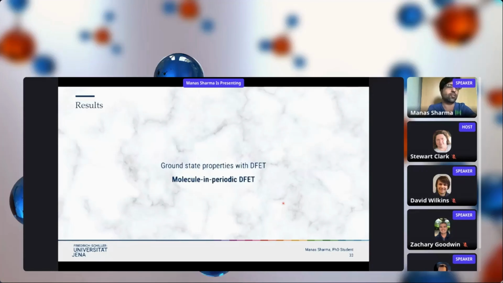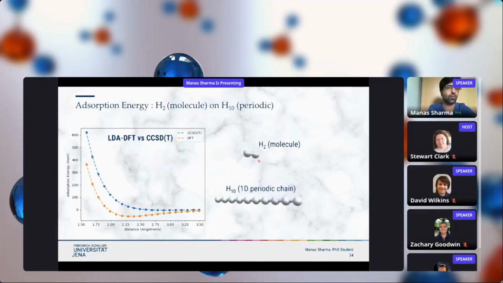Now, till now, we have seen only DFT in DFT embedding, so no real improvement over the DFT description was observed. Now, I will show you some results for molecule in periodic DFT, which was coupled with CCSD(T), that is, the wave function theory method. For that, let us consider a system of an H2 molecule and an H10 1D periodic chain. And here I have plotted the adsorption energies of this H2 molecule on this chain for various separation distances obtained using LDA in orange and CCSD(T) in blue. Of course, you see that the LDA description overbinds the H2 molecule as well as predicts too short an equilibrium distance.